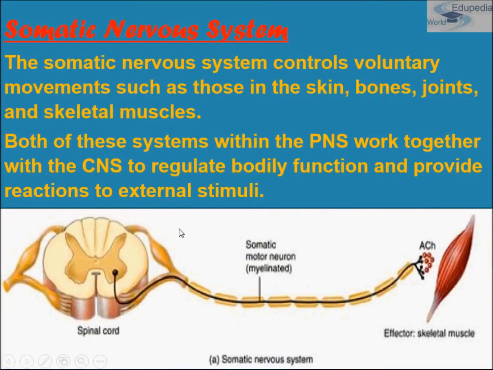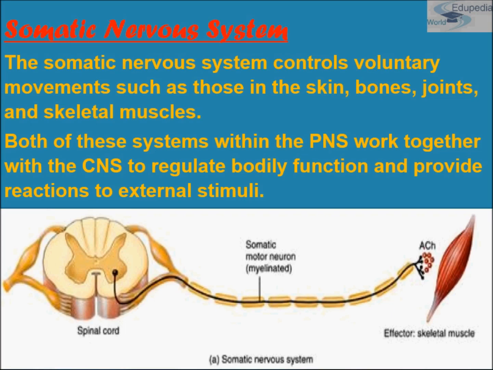Now, the somatic nervous system. We have well studied the autonomic nervous system, which has two parts, sympathetic as well as parasympathetic. Now, the somatic nervous system. It is the second part of the peripheral nervous system.